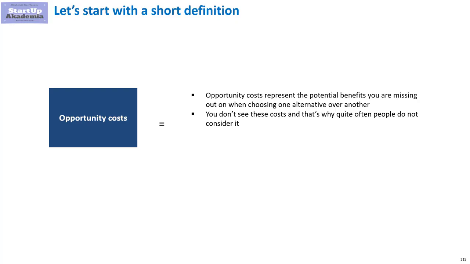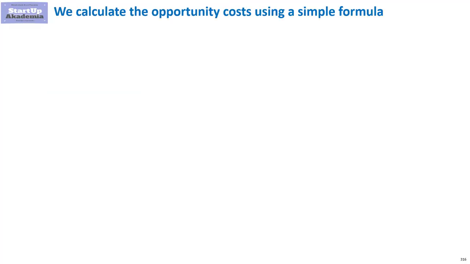The problem with opportunity costs is that you don't see these costs. That's why quite often people do not consider them when making decisions. To make the optimal choice, you should try to estimate the opportunity costs of your actions before you take this action. We calculate the opportunity costs using a simple formula.